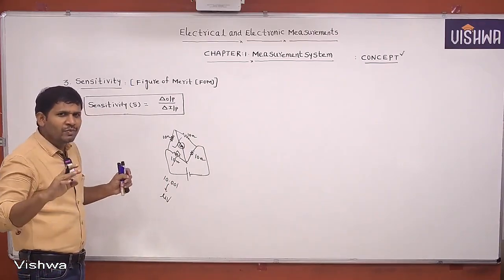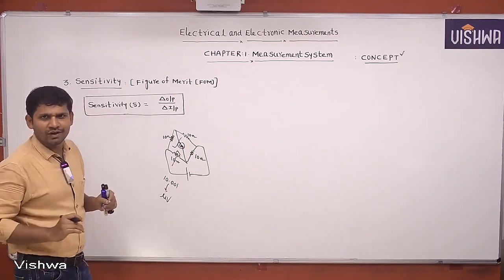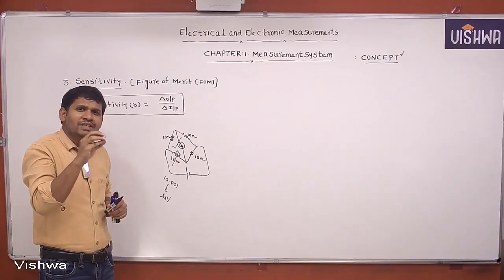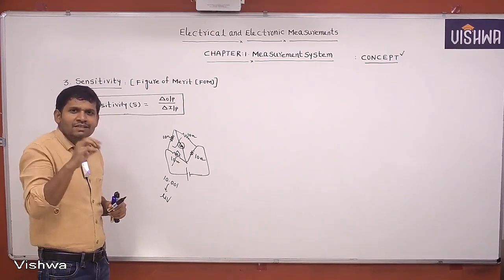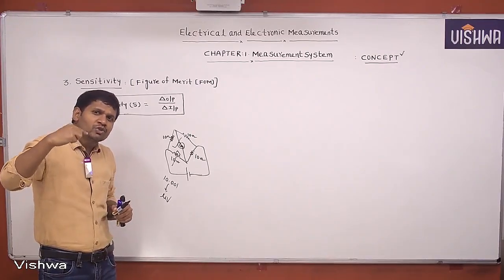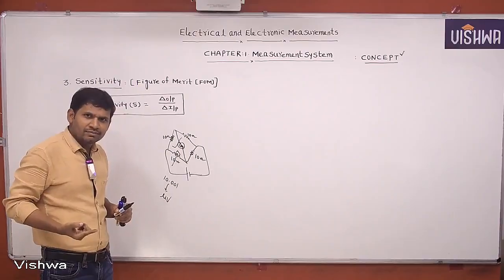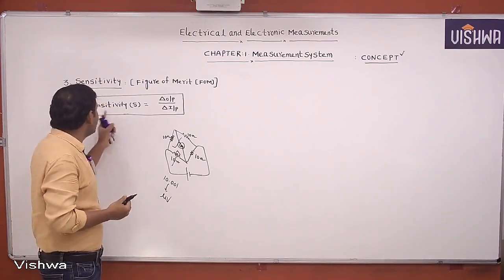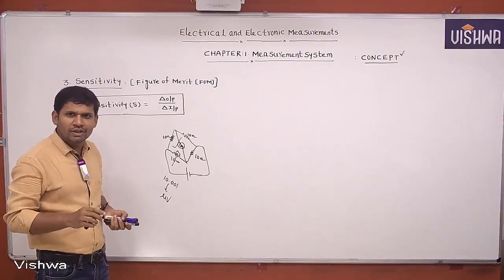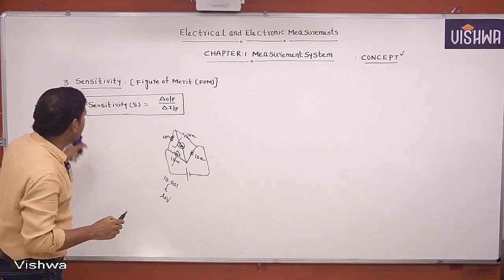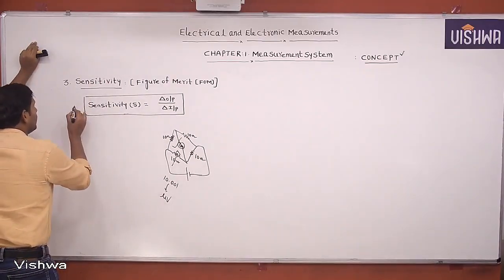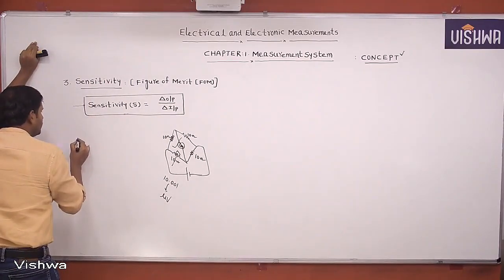See the difference between resolution and sensitivity. Resolution is the change in value which is detected. Sensitivity is the change in value which must be detected at the output side. That is a ratio, and that is nothing but sensitivity. Don't confuse resolution and sensitivity.